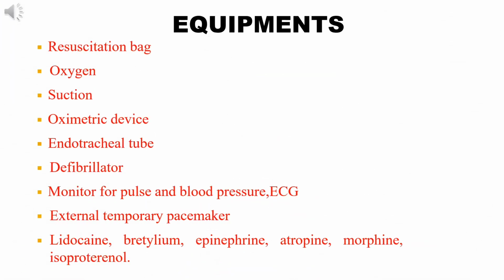Let's see what equipment is required during cardiac catheterization. The following equipment and associated supplies should be on hand when performing cardiac catheterization, to treat ventricular arrhythmias or other complications. We'll see them one by one. One is a resuscitation bag, oxygen, suction, oximetric device, endotracheal tube and defibrillator, monitoring for pulse and blood pressure, ECG, external pulse pacemaker, and medications such as lidocaine, bretylium, epinephrine, atropine, morphine, and isoproterenol.